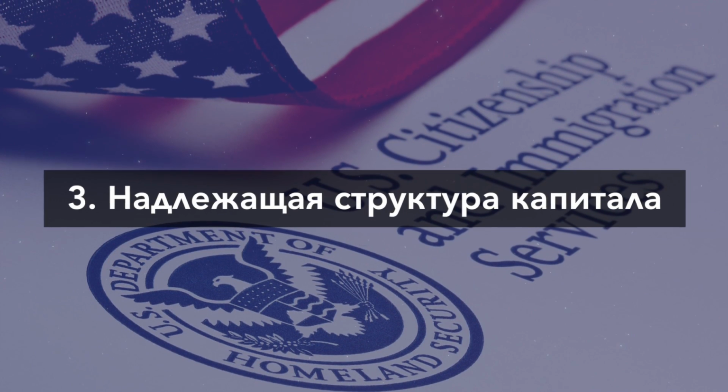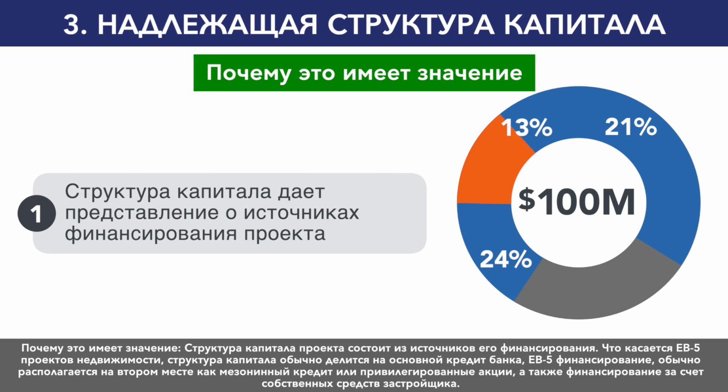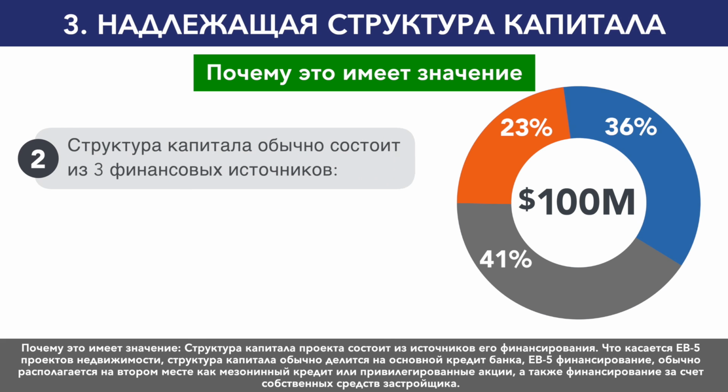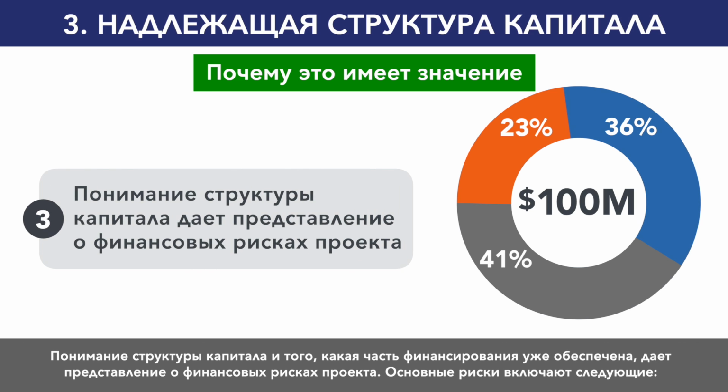Properly structured capital stack. Why it matters. A project's capital stack is the combined sources of its financing. For EB-5 real estate projects, the capital stack is usually divided into senior loan financing from a bank, EB-5 project financing, usually in second position as mezzanine debt or preferred equity, and equity financing from the developer. Understanding how the capital stack is structured and how much of the funding is already committed offers insight into the financial risk of a project.